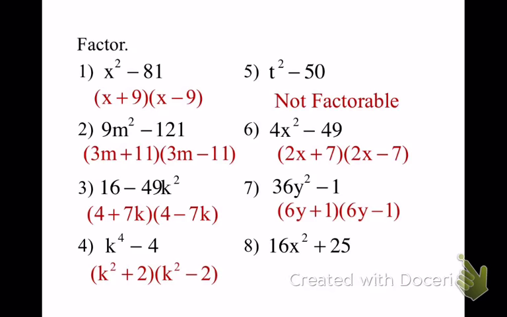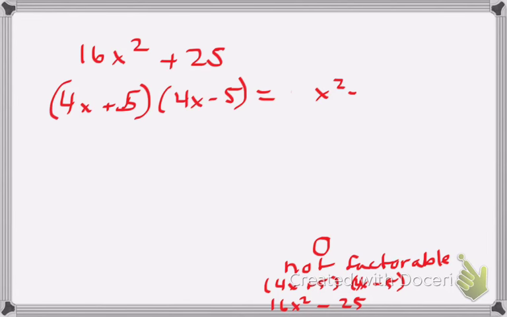Wait a second, what was my original problem? Yeah, 16x squared. We've determined that that's 16x squared minus 25. Can you think of another? What if we tried 4x minus 5 times 4x minus 5?